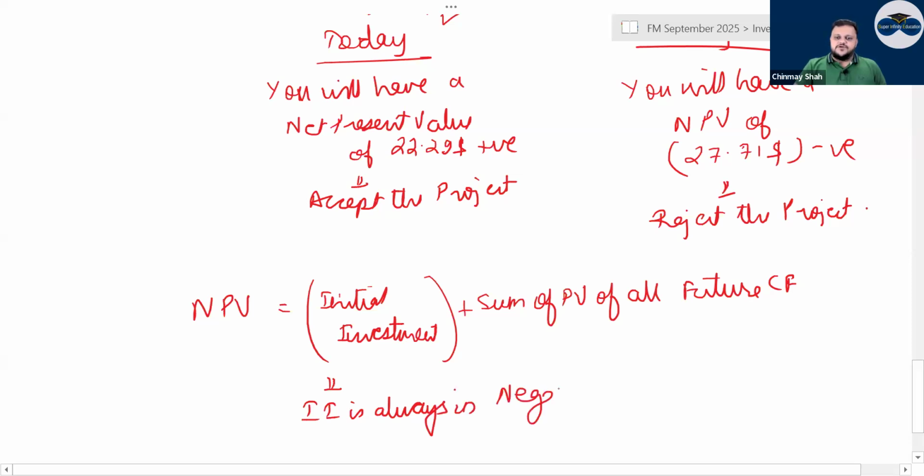Initial investment is always negative. Have you yourself derived the formula of NPV? Not a lot of effort. Can you keep it in mind? Won't there be a problem like this? So box this formula of NPV.